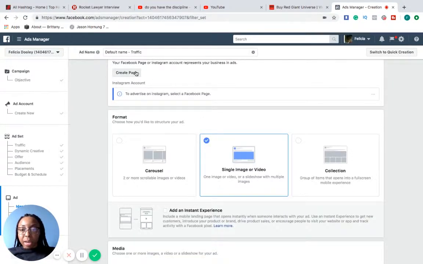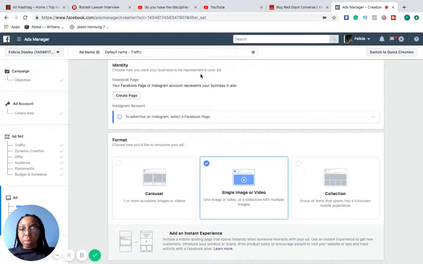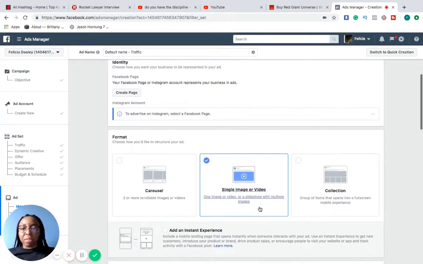You can create a page. I actually suggest you do create a page because nowadays they want you to have a page before you can have an ad, but they push you to really have a page as well.